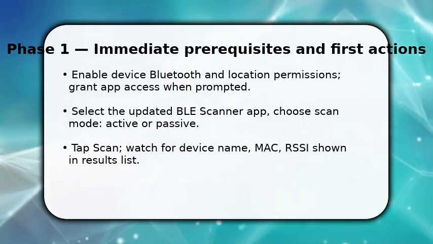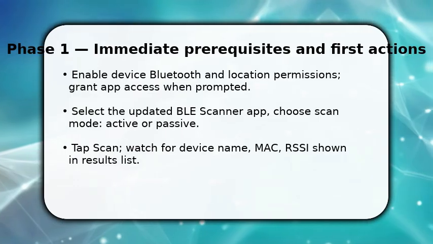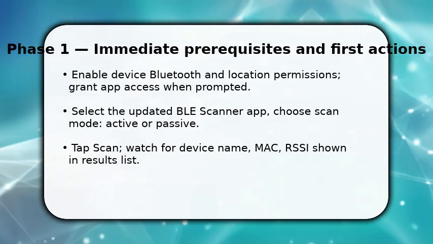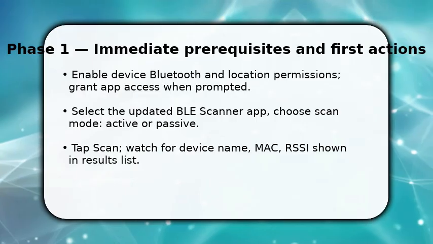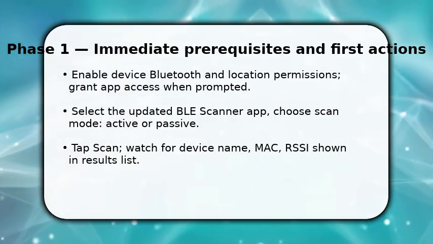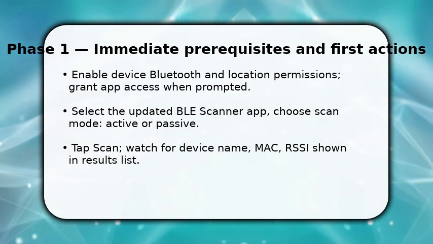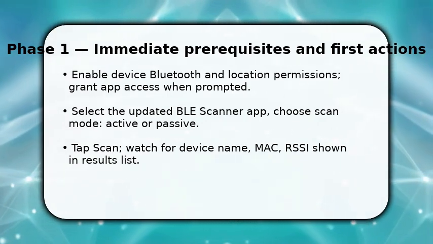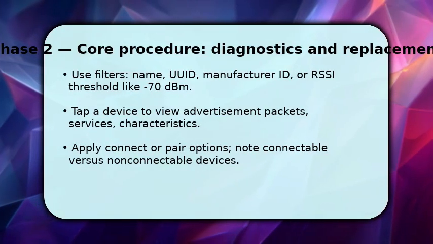Now tap Scan and watch the results populate with device names, MAC addresses, and RSSI values. You're already collecting raw adverts. Make sure to note any unfamiliar MACs, and pause the scan if you need to inspect a single device in detail.